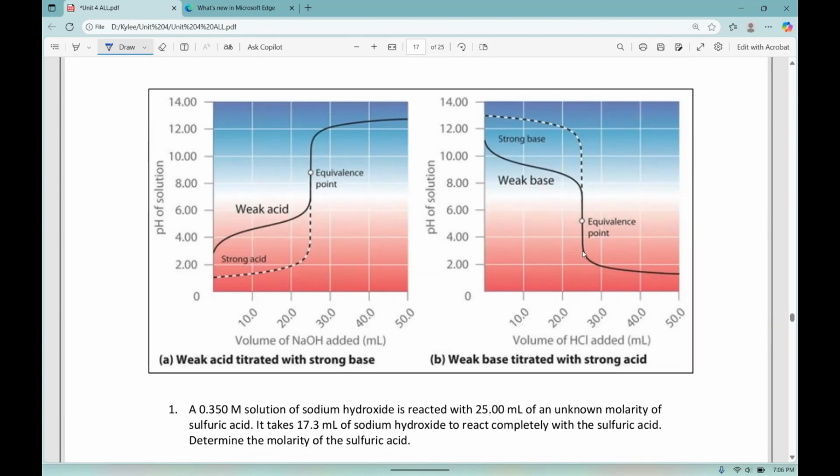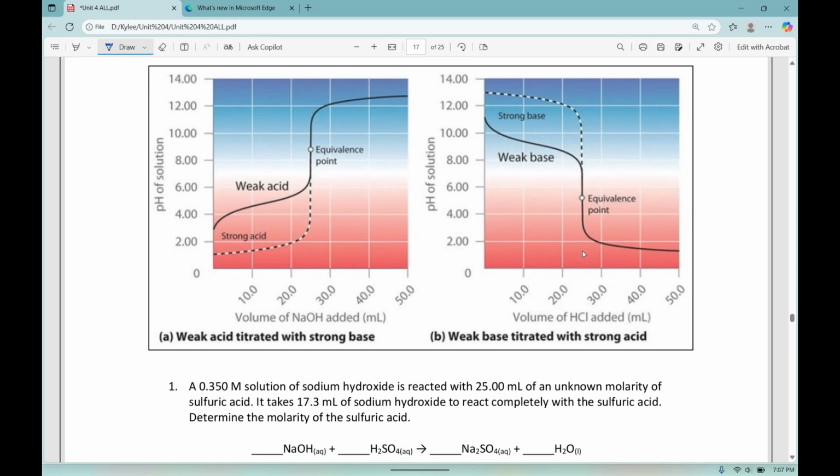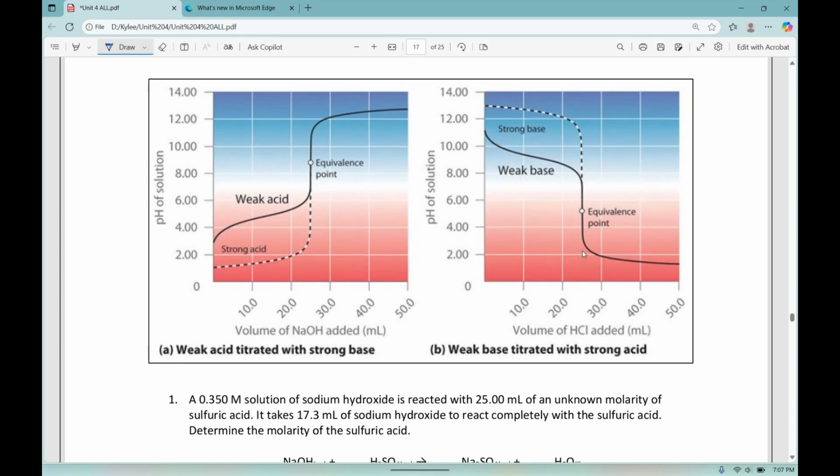For a weak acid and weak base titration, the shape of the graph looks a little bit different. And so I just want to point this out. I'm sure this will be discussed more in Unit 8, which is a deep dive on acids and bases. But just to plant the seeds, here in the left diagram, we have a weak acid titrated with a strong base. So again, this is our titrant that we're adding. That would be in the burette.